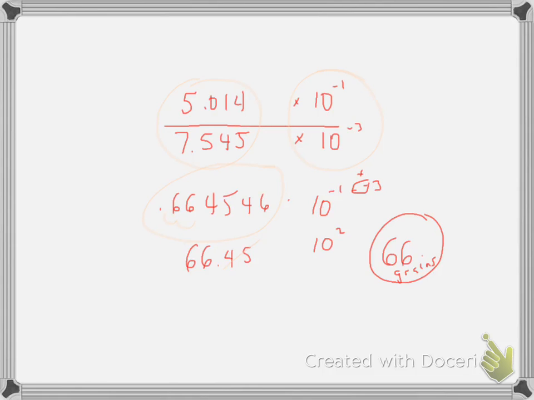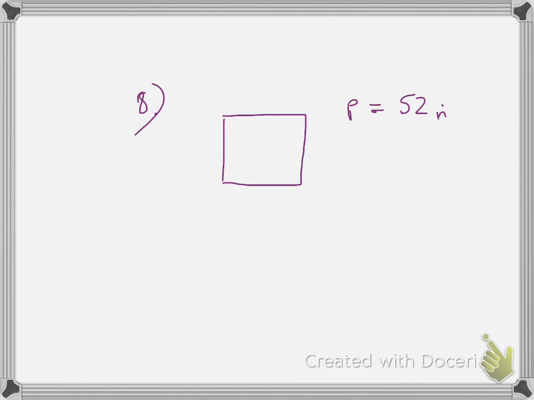All right, moving right along. Here we have a square, or what's supposed to look like a square. Illustration may not be drawn to scale. So here we have a square, and the perimeter is 52. What's the length of each side? Now, if you know a square, and I know you do, these sides are all the same. We don't know what they are.